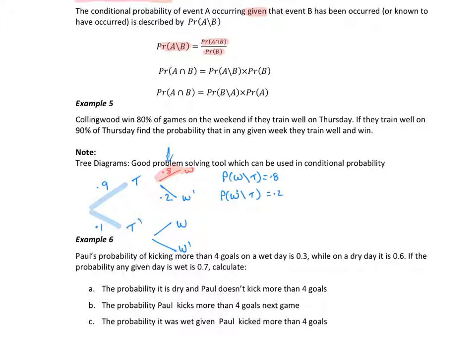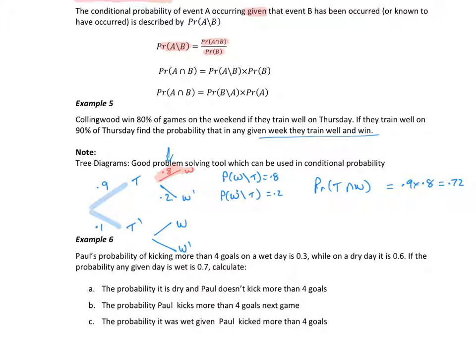What's the rest of the question? Find the probability that in any given week they train well and win. So I need the probability of train well and win, which if we just follow our branches across is 0.9 by 0.8, which is equal to 0.72.